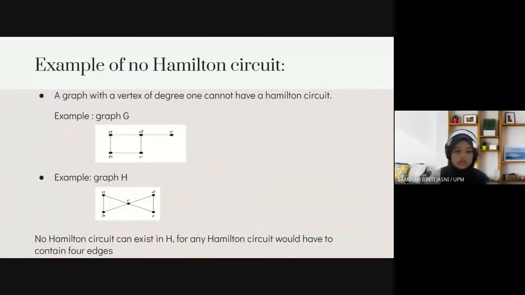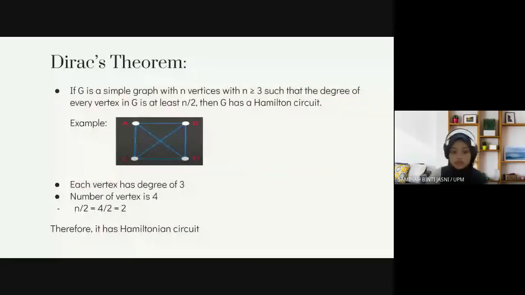Next, Dirac's theorem. Dirac's theorem says that if G is a simple graph with n vertices, with n greater than or equal to 3, such that the degree of every vertex in G is at least n over 2, then G has a Hamilton circuit. Let's look at the example.